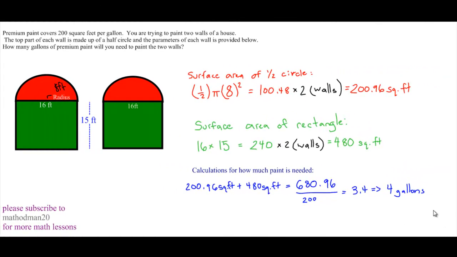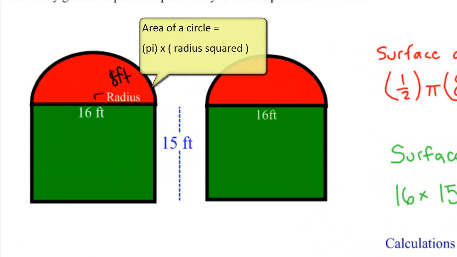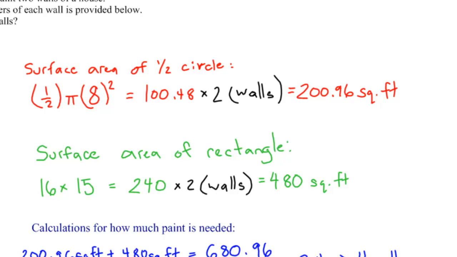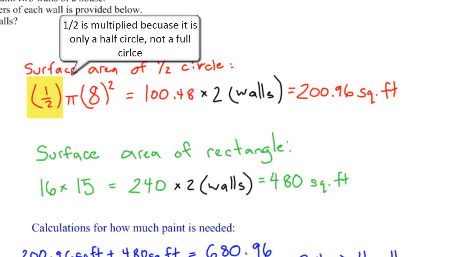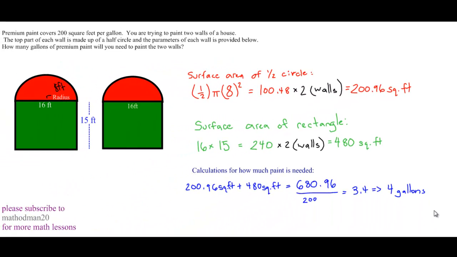In order to do this problem correctly, you need to know the area of a circle. I started by finding the surface area of my half circles, and since my diameter of 16 feet is given to me, I know that my radius is 8. So I did pi times 8 squared times a half. That equals 100.48 square feet, and since there's 2 of them, I multiplied it by 2, and I got 200.96 square feet for the red parts of my wall.